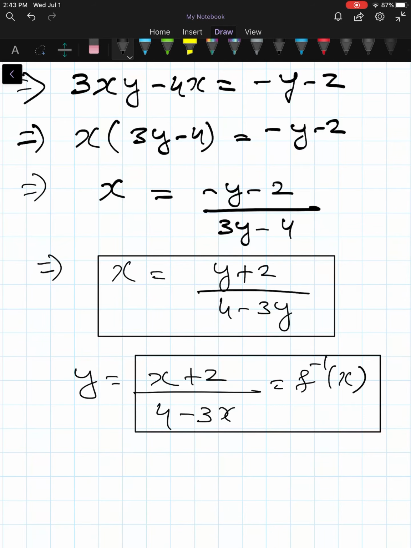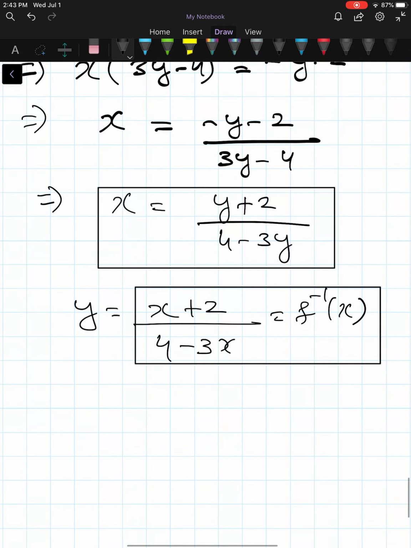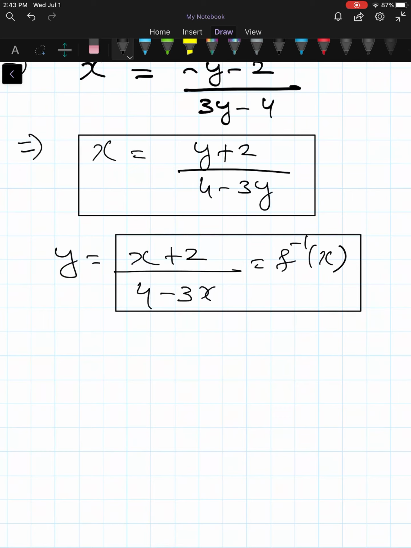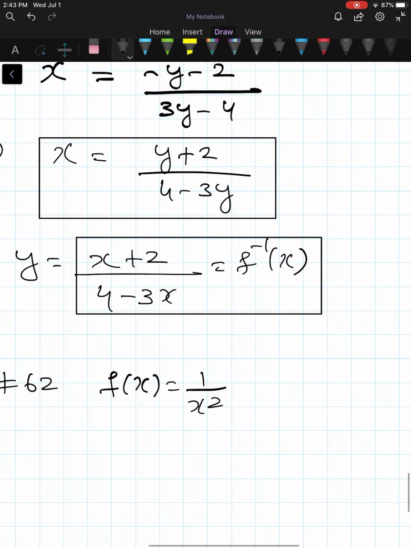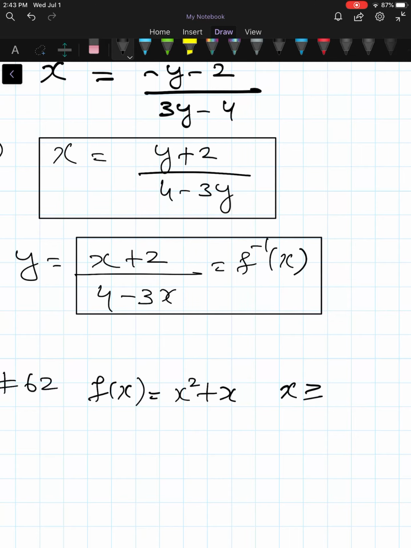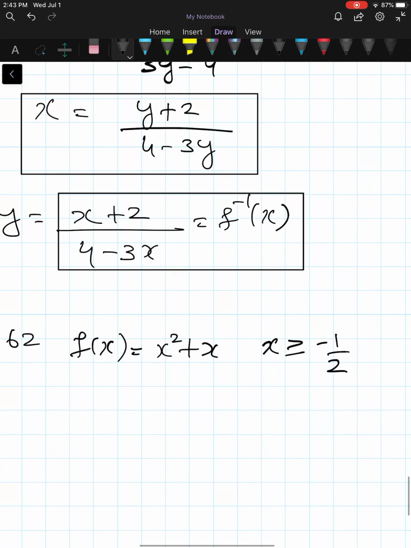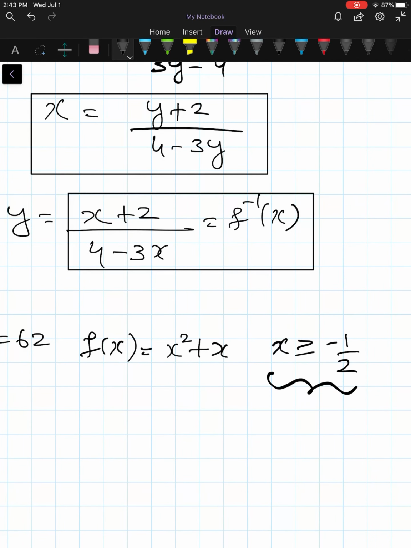Okay, I will do another problem where you have a domain. As I said earlier, the restriction of the domain is very important when you are calculating the inverse of a function. So this is number 62. 62 says that f of x is equal to x square plus x, where x is greater than or equal to negative 1 over 2. Okay, this is actually the domain of the function f of x.